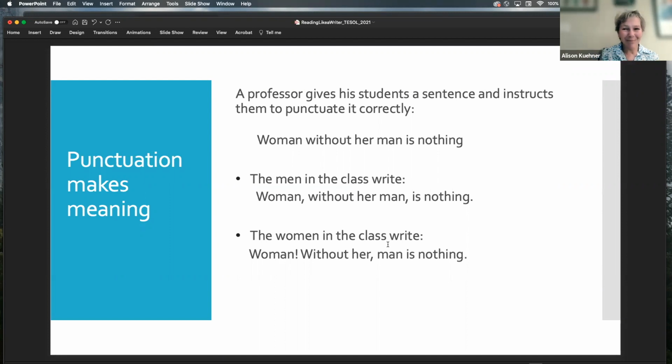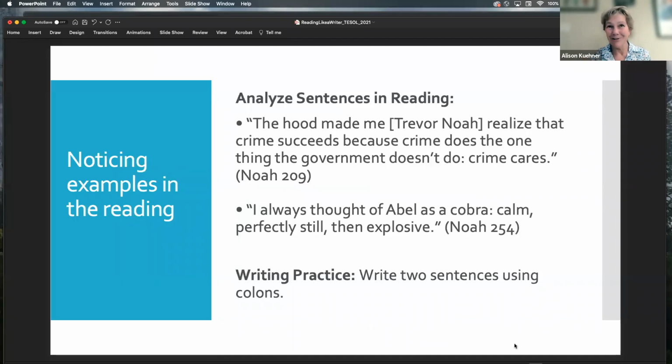It doesn't happen all the time in the writing, but punctuation can help emphasize and communicate your message. And I think that's the most important thing we can tell to our students. So again, quickly, let me show you that I now read Born a Crime by Trevor Noah at the end of one of my classes.